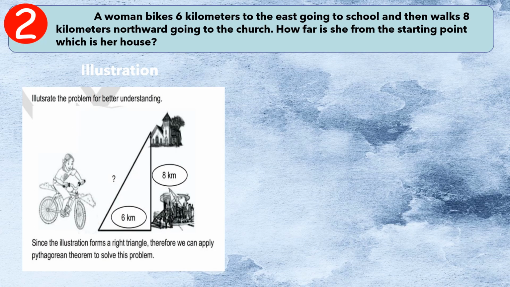Okay, for our example 2, a woman bikes 6 kilometers to the east going to school and then walks 8 kilometers northward going to the church. How far is she from the starting point, which is her home?